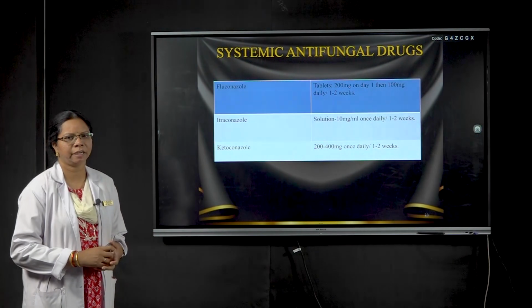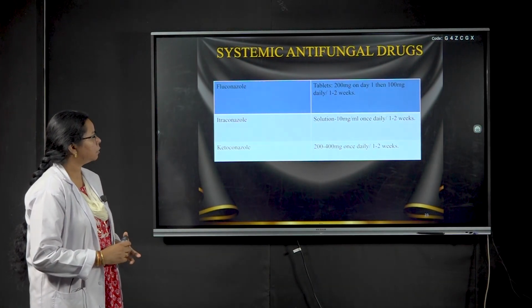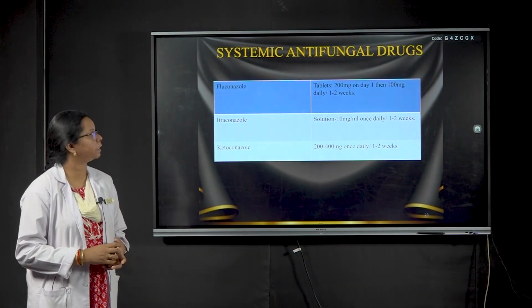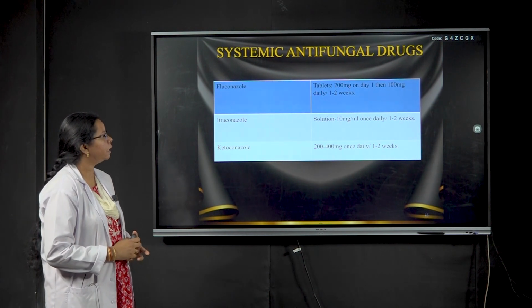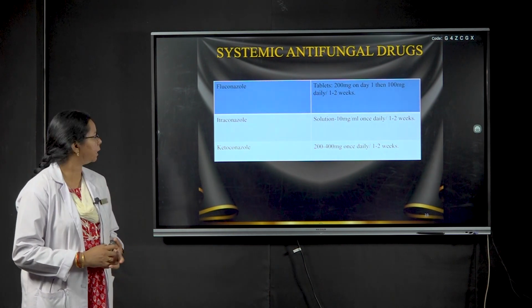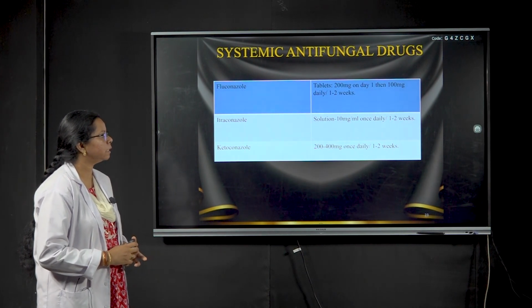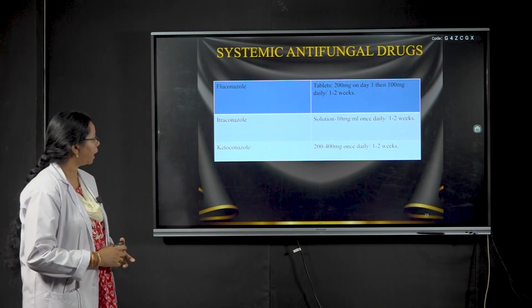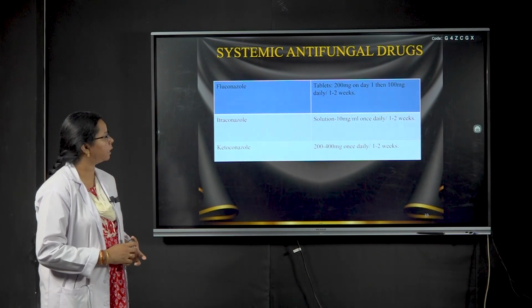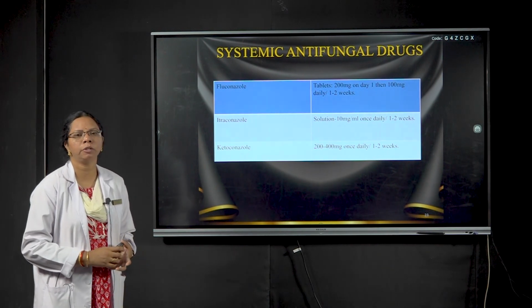Coming to the systemic antifungal agents: fluconazole tablets 200 milligrams on the day of diagnosis and then 100 milligrams daily for 1 to 2 weeks, itraconazole solution 10 milligrams per ml once daily for 1 to 2 weeks, and ketoconazole 200 to 400 milligrams once daily for 1 to 2 weeks are given.